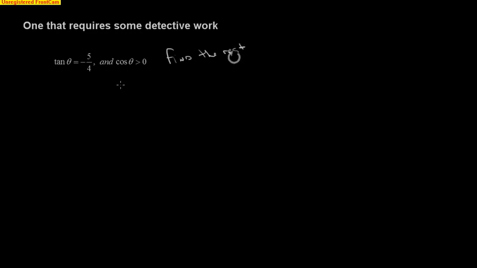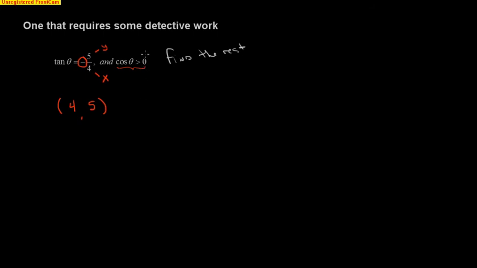So let's figure out here what we know. Well, we know that tangent has a ratio of y over x. So in terms of my x and y coordinate, I've got a 4 and I've got a 5, but I've got a hang up right here with this negative. Does the negative go with the 5 or does it go with the 4? I don't know that right now, but here's what I do know. I know cosine is greater than 0.